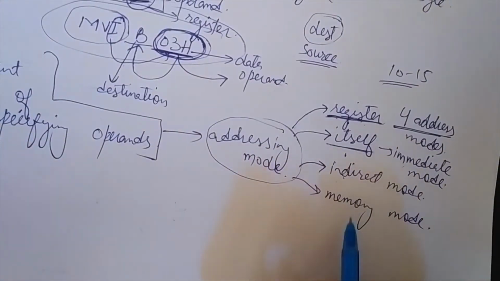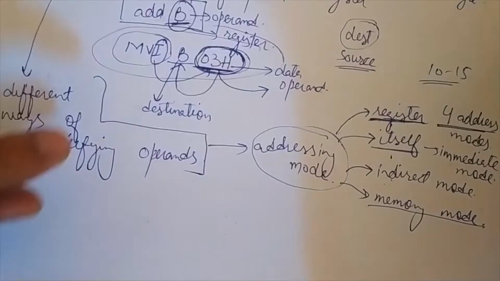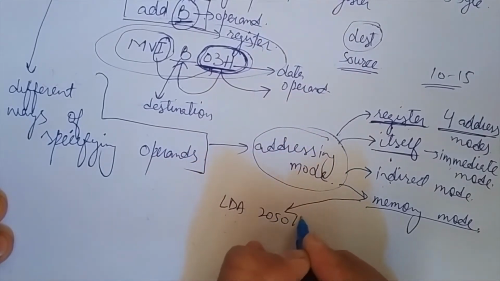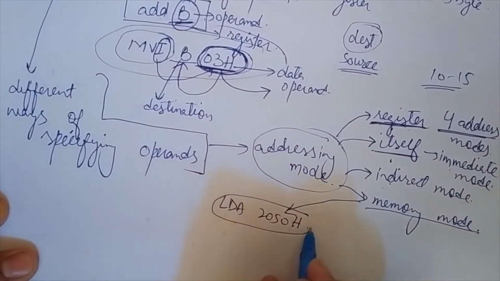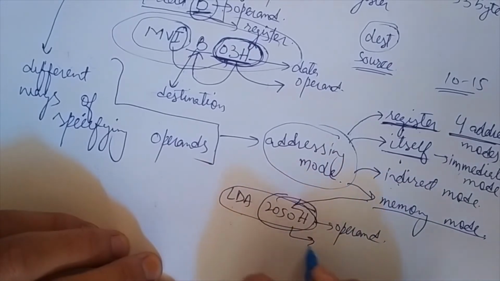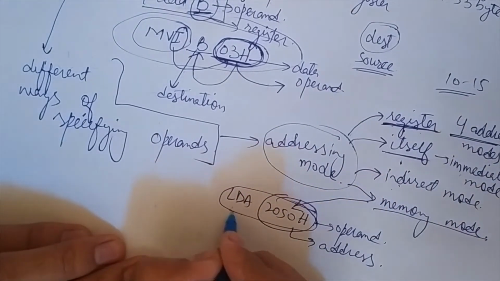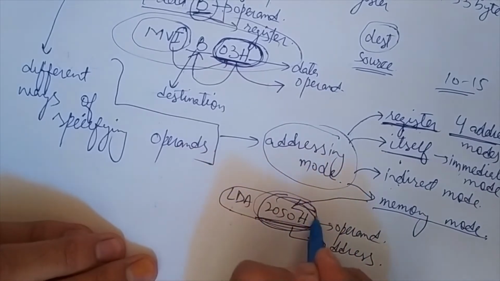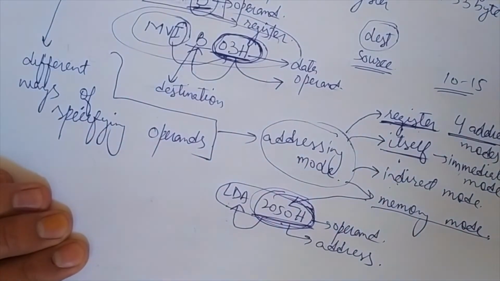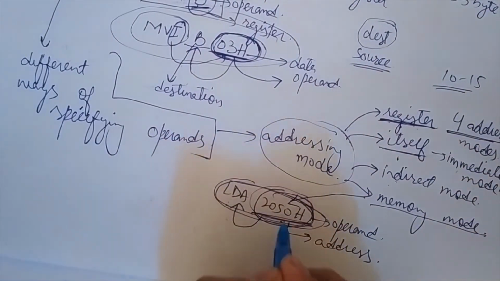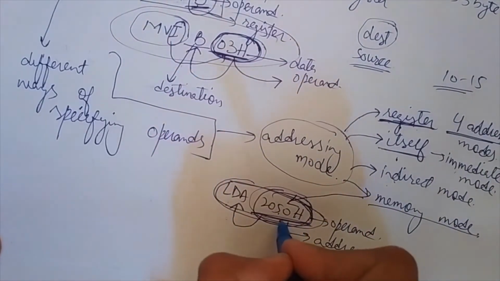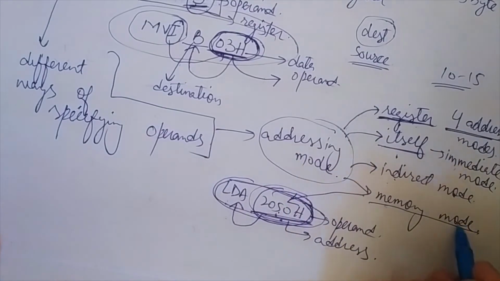Indirect mode, before discussing the indirect mode, let's discuss this memory mode. For example, the instruction is LDA 2050H. So this instruction says that this is one of the operands, and the operand here is the memory address. This instruction says go to this address, and take the data from this address and store the data in accumulator A. And in this particular instruction, the address from which we have to get the data, the memory address, is present in the instruction itself. And this type of mode is called a memory mode.